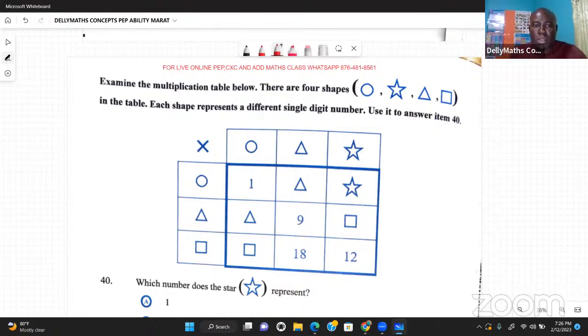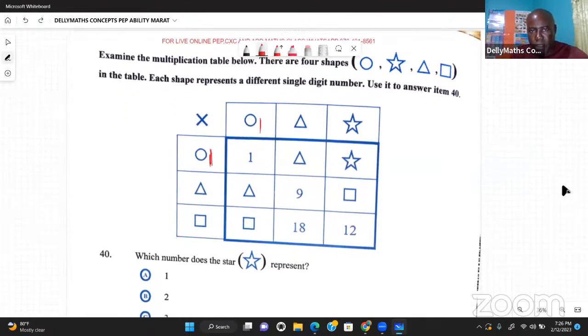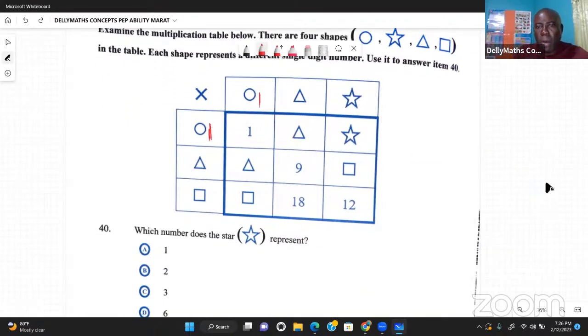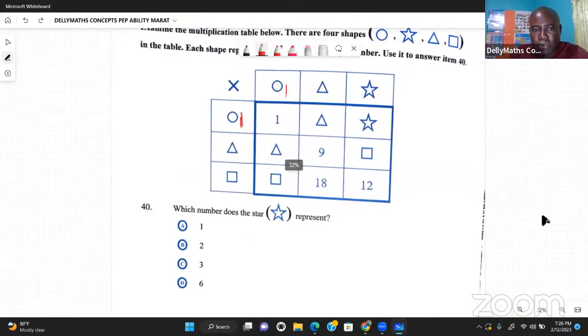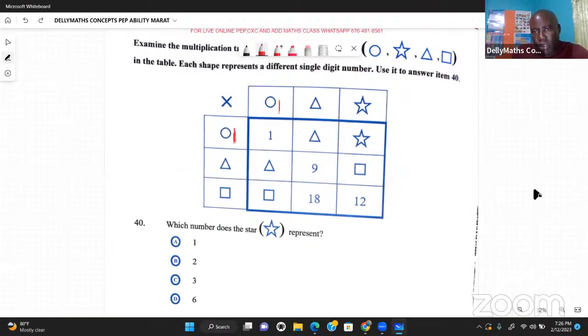For example, circle multiplied by circle would give something right there beside the circle. So thinking of this, what multiplied by itself gives 1? You're going to realize that circle is 1. You understand? Because 1 multiplied by 1 gives 1, right? So we know that the circle is 1. We're going to use that to help us. Remember, we want to know what the star is. It's the star we want to know, but you have to fill out as you go along to get to the star.